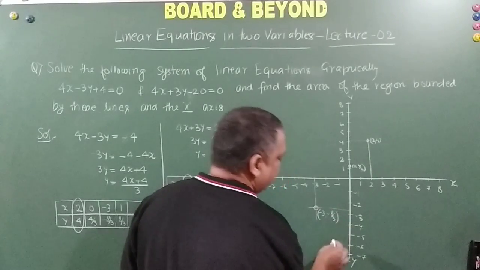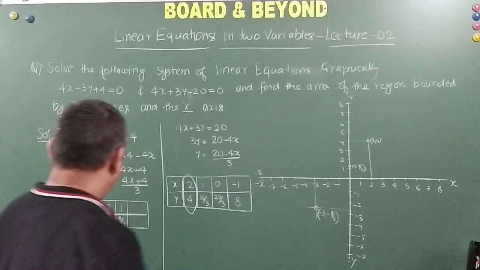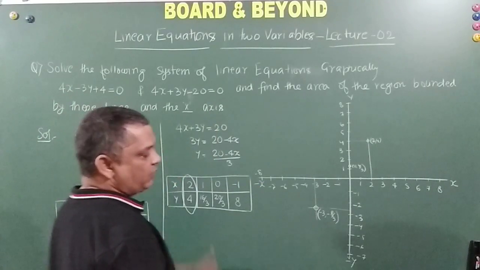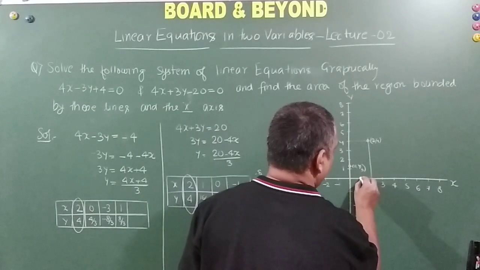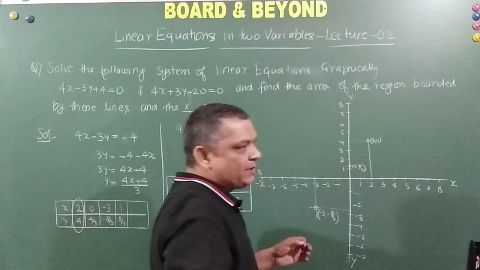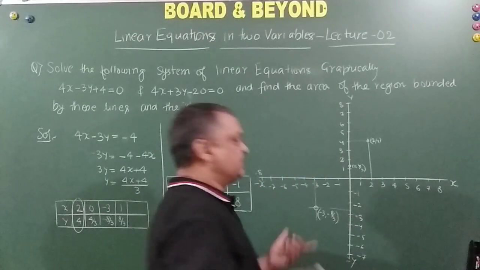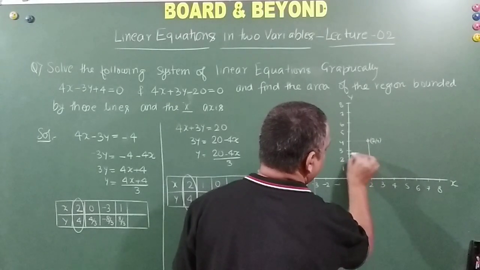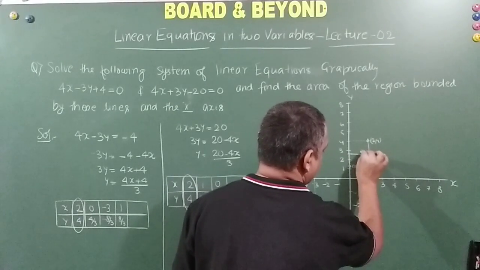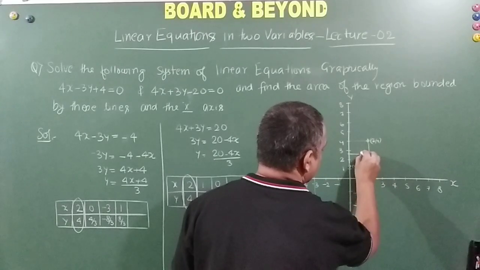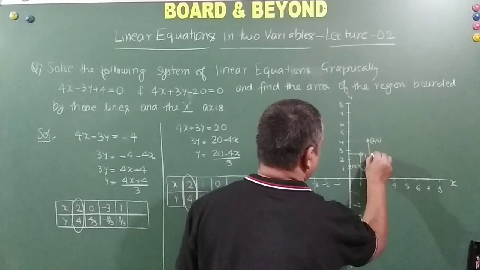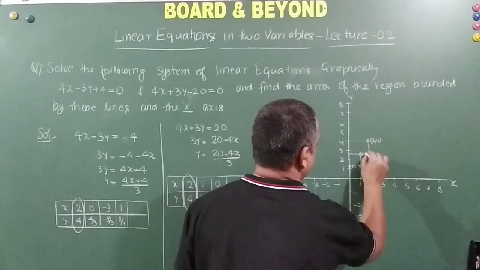You can do it very, very correctly on the graph sheet. Okay. So now x is equal to 1 and y is equal to 8 by 3. Let us say x is equal to 1 here and y is equal to 8 by 3, which is nothing but 2.6. So 2.6 is almost more than 2.5. So this and this. So this is the point. X is equal to 1 and y is equal to 8 by 3.